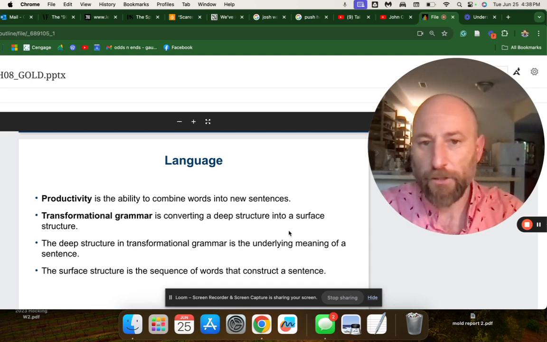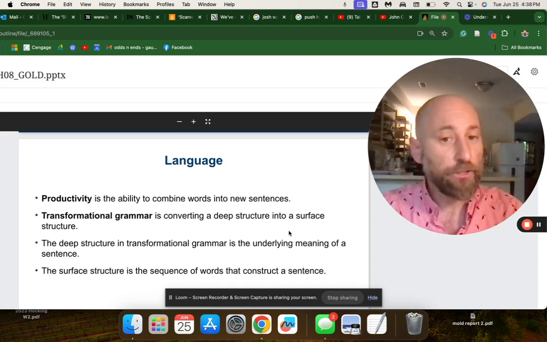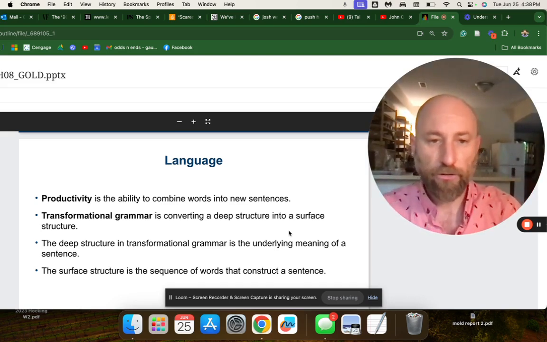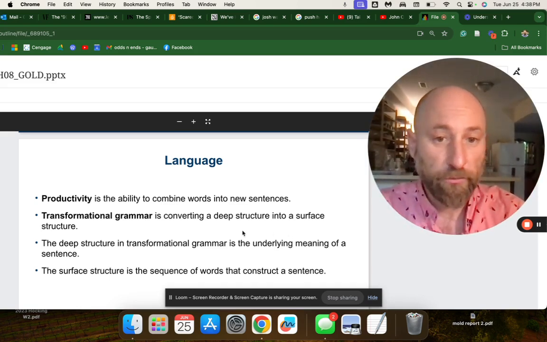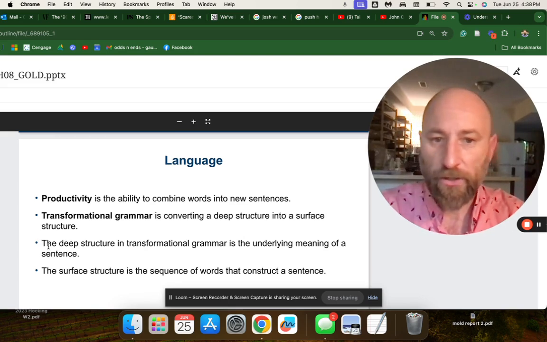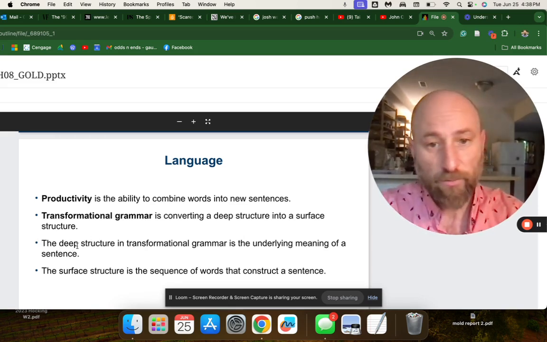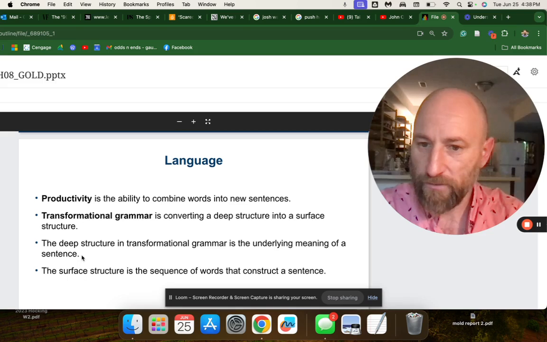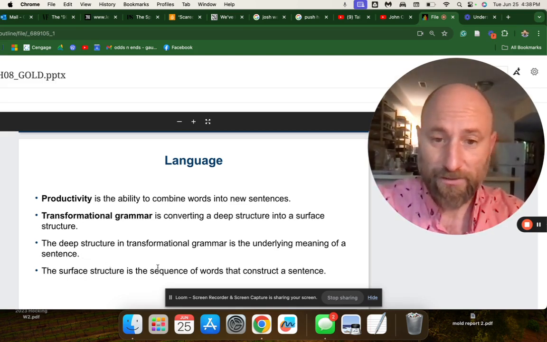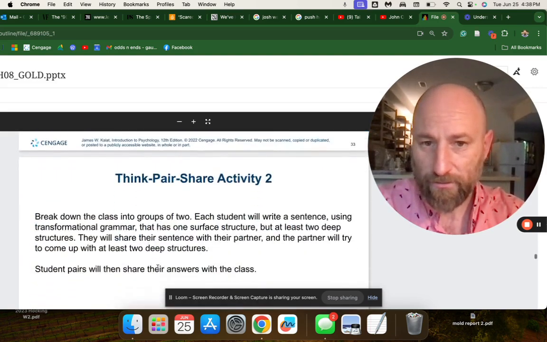Transformational grammar is converting a deep structure into a surface structure. Deep structure is the idea that there's a kind of universal language grammar that we're all born with as humans. And transformational grammar is turning that into a more superficial, particular language system. The deep structure in transformational grammar is the underlying meaning of a sentence. This is explored in logic. Philosophers have done that. Computer programmers also do that. Surface structure is a sequence of words that construct a sentence.